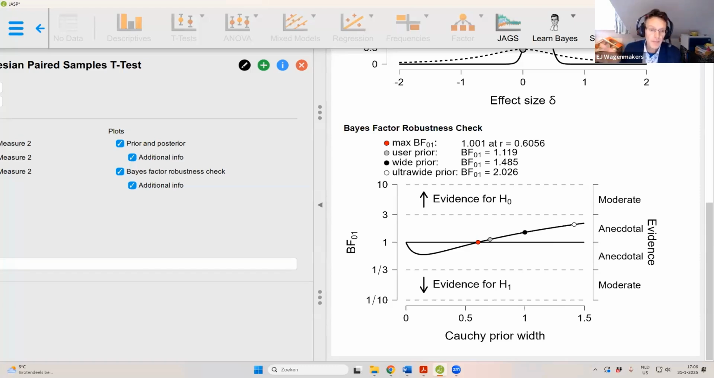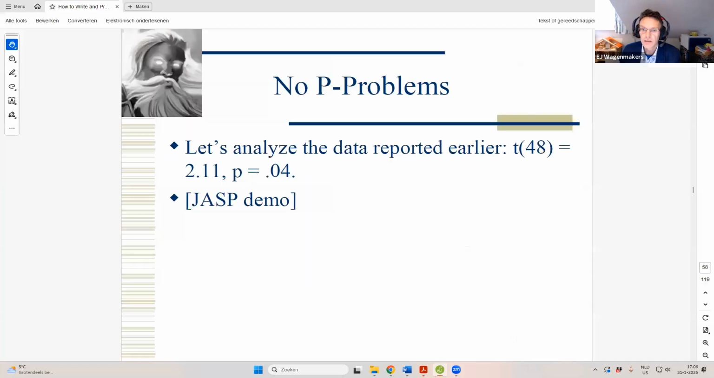Good. Well, I mean, this should already shock you to your very core, right? Because this is not what you're told. You're told smaller than 0.05, reject the null, and now you see this. And it suggests that something's really amiss.